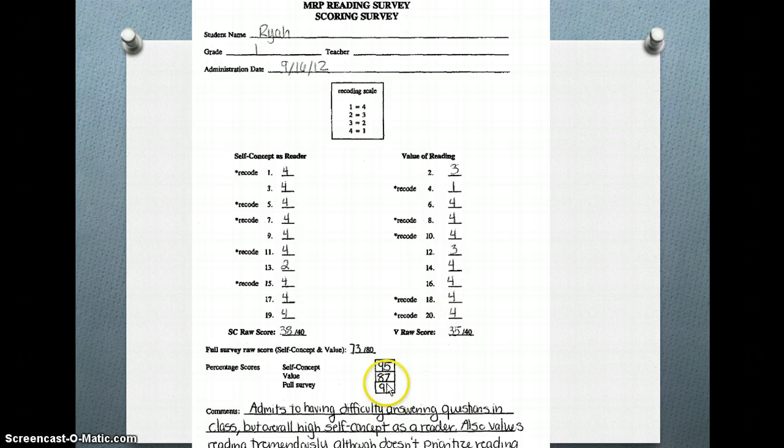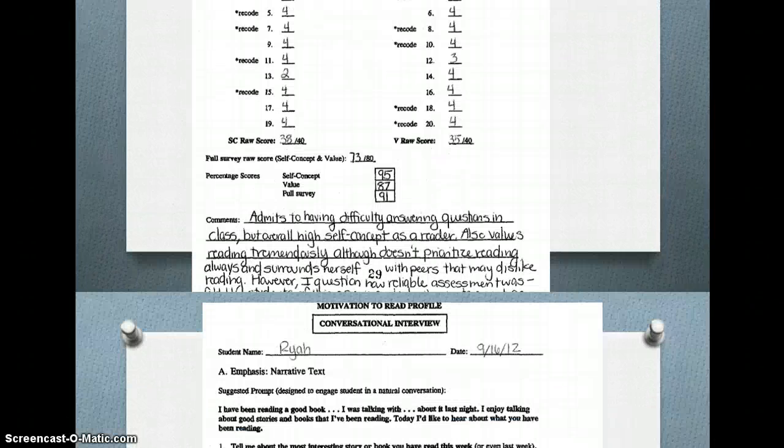So her overall score is 91%. And in the notes I put that she admits to having difficulty answering questions in class, but overall has a high self-concept. She also values reading, although she doesn't prioritize it as much. So that could be a need. It could also have to do with the age. So those were things I was able to find out from the MRP.